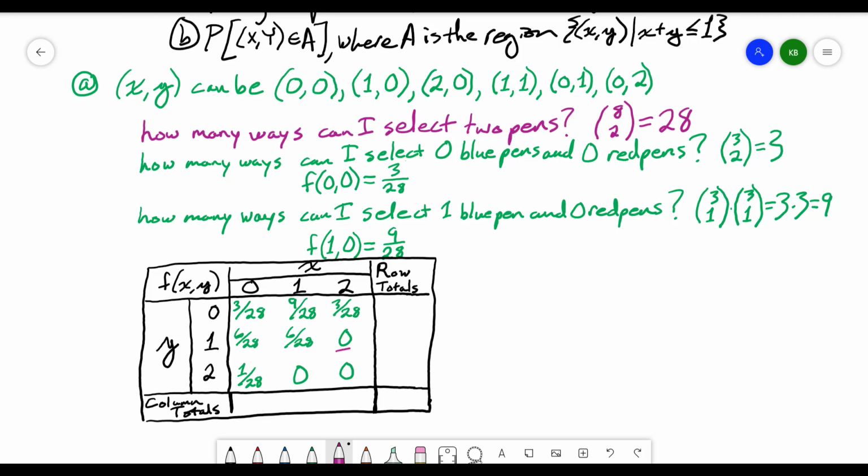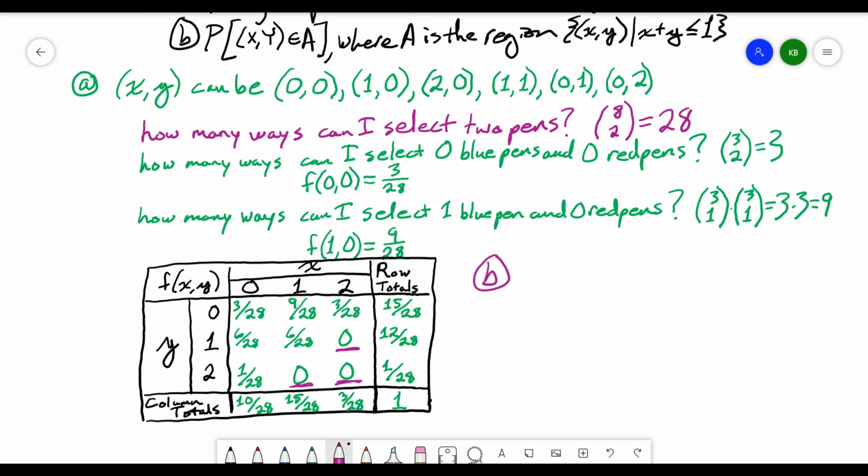Now notice the entries, whenever I would have chosen more than 2 pens, are 0, because there's no possible way that I do that. And I can add across my row to get a row total. So here I'll have 15/28, 12/28, and 1/28. And this makes it easy to add up so that I can see that I have a total probability of 1. And I can do the same thing with columns, double check myself. So I have 10/28, 15/28, and 3/28, and I add those across, and I also get a total probability of 1.